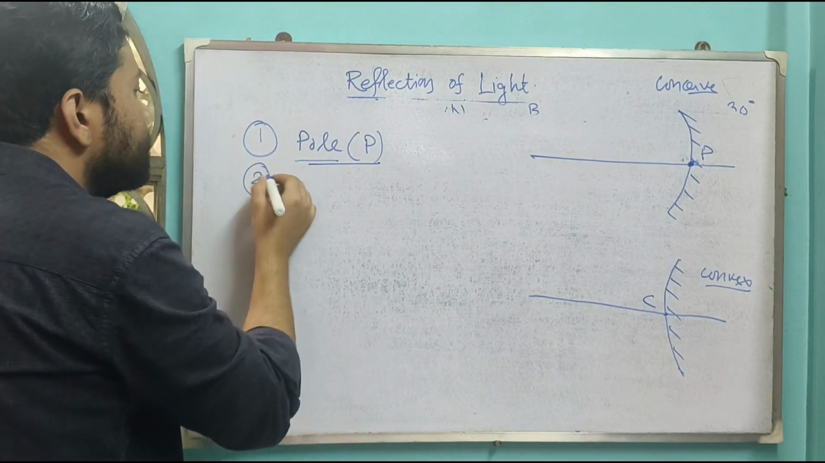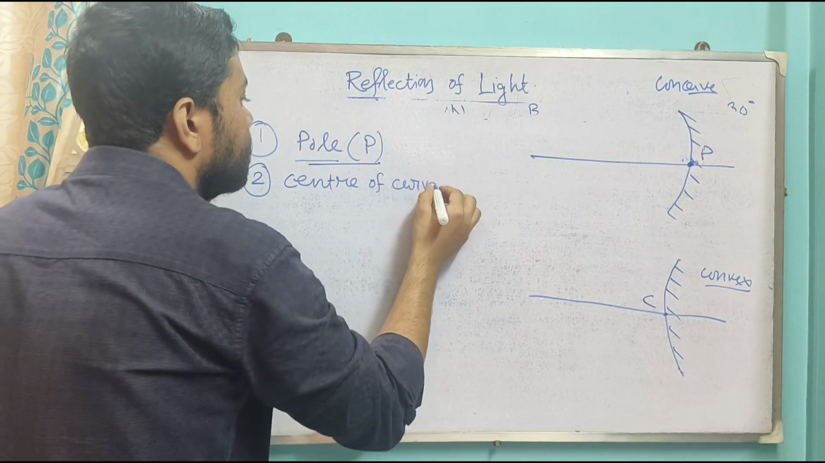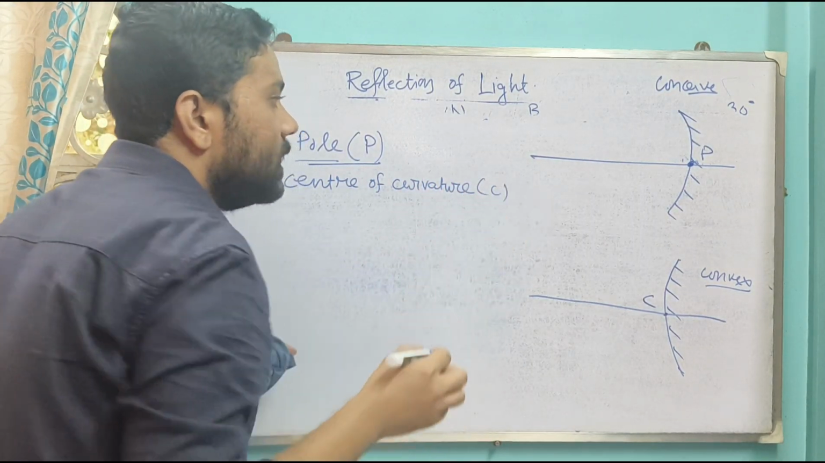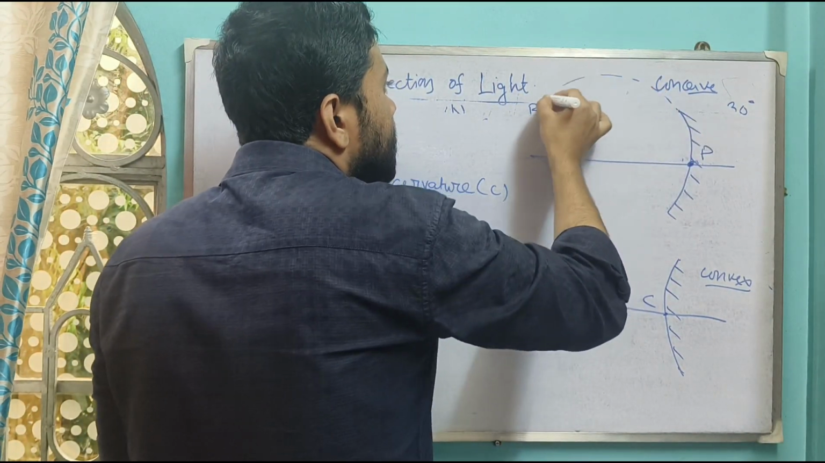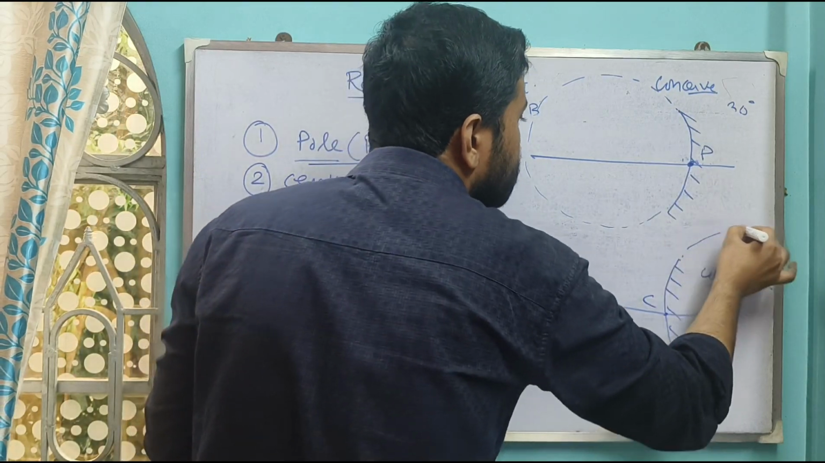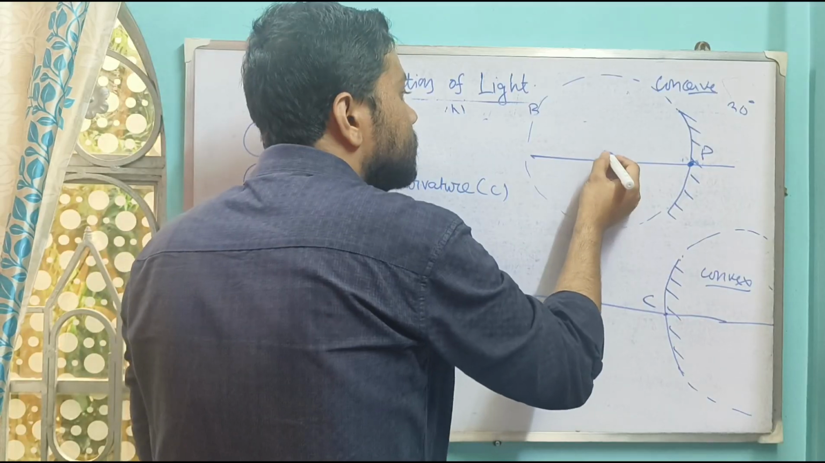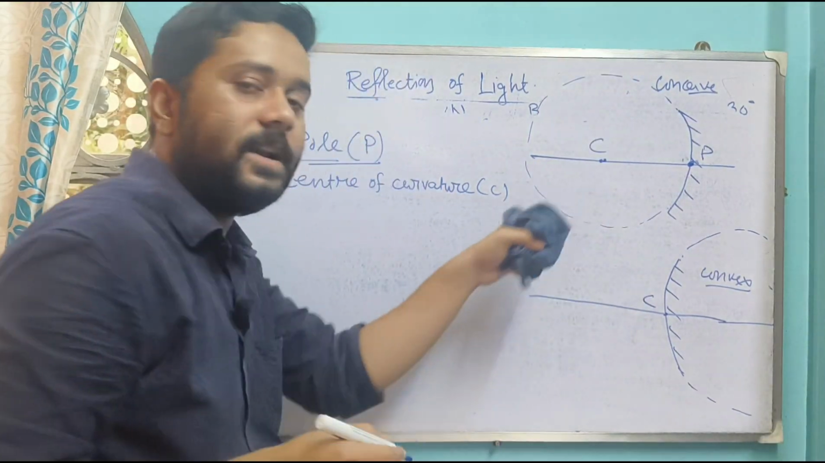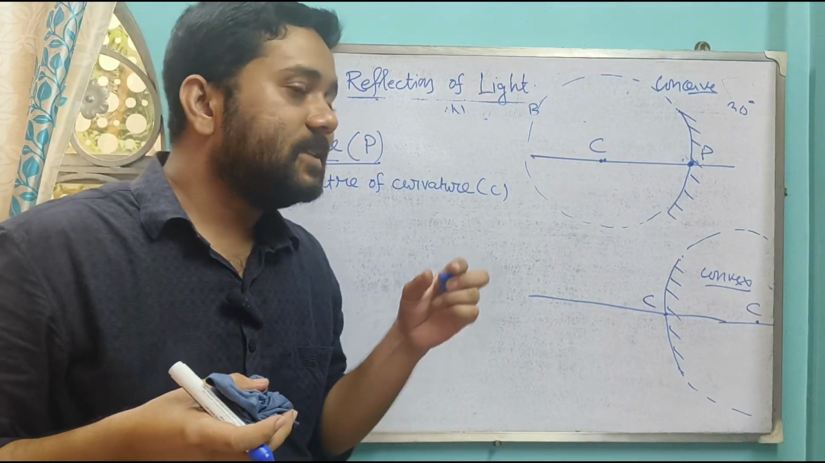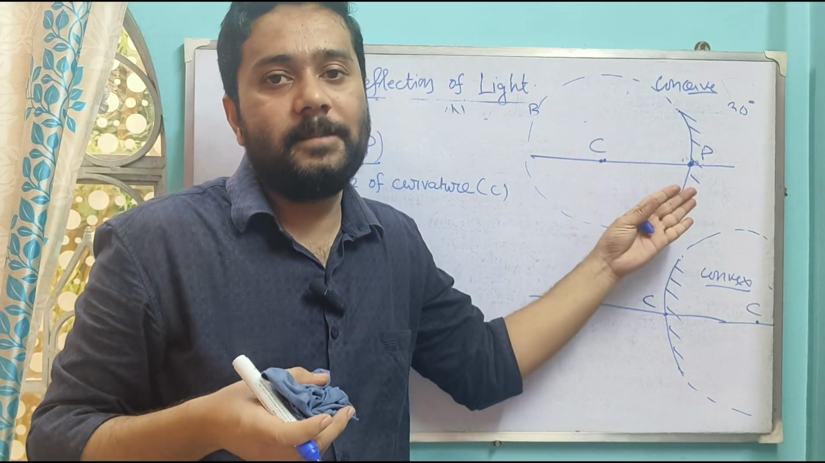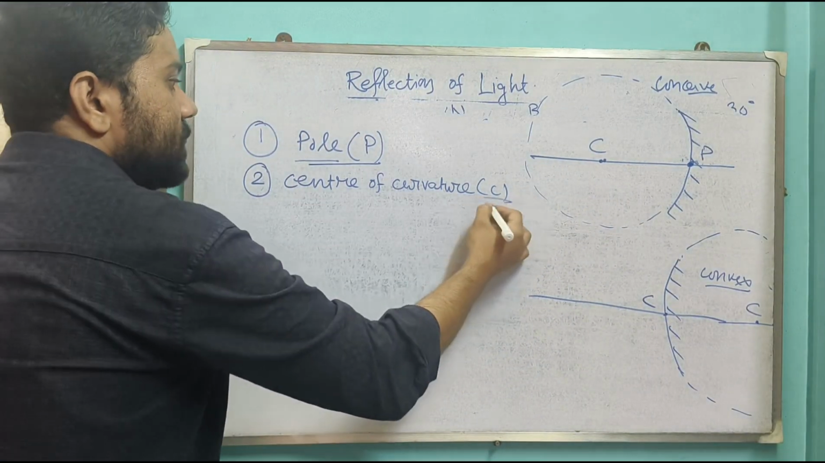Now we will study the center of curvature. What is the center of curvature? Already we know that mirrors are part of a sphere, so we can draw an imaginary sphere here also. This sphere has a center, and the center of this sphere is called the center of curvature. It means the center of the sphere of which the spherical mirror is a part is called the center of curvature. We represent it by the letter C.